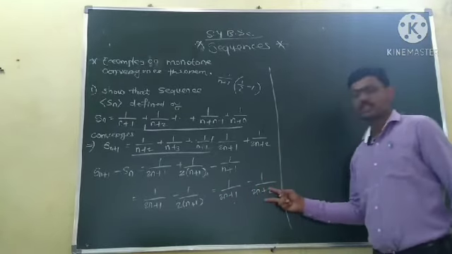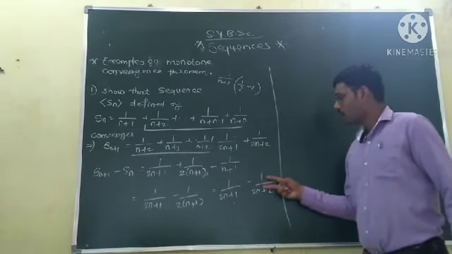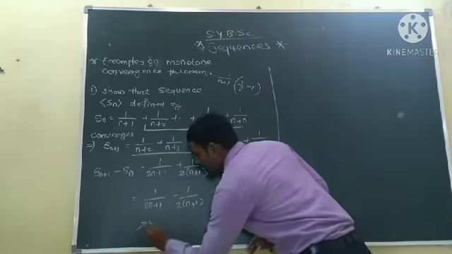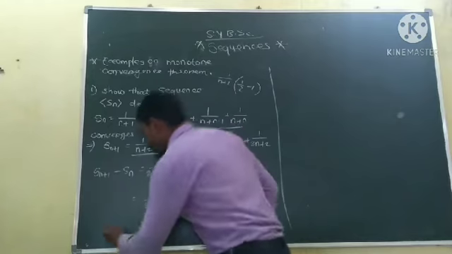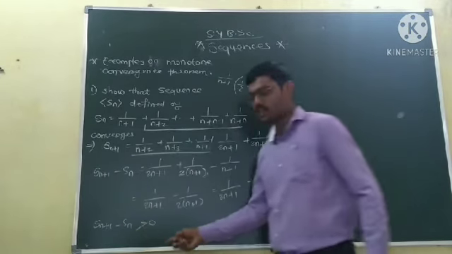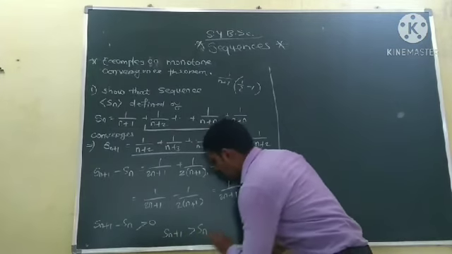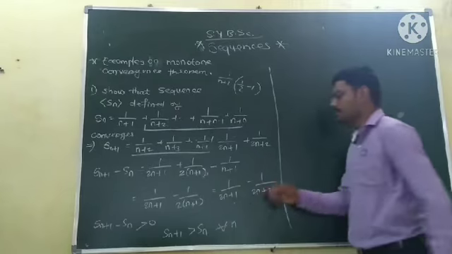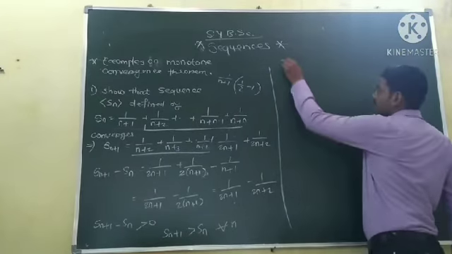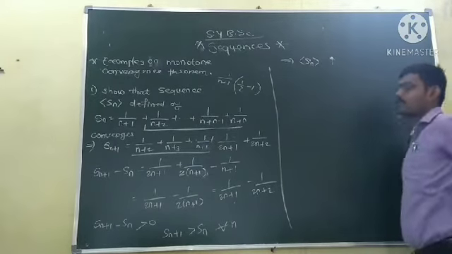So the difference must be positive. Okay. So we are subtracting a lower value from a higher value. This difference must be greater than 0. So this difference Sn plus 1 minus Sn is greater than 0. This means Sn plus 1 is greater than Sn for all n. And this means the sequence is monotonic increasing. This implies the sequence Sn is monotonic increasing.